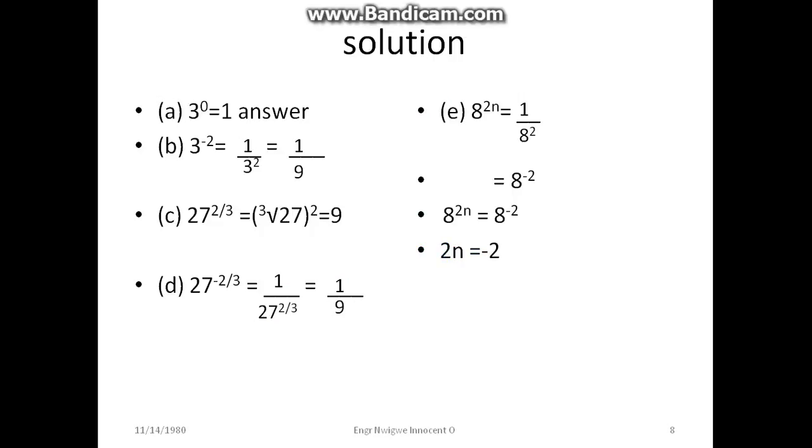8 will now cancel each other on both sides of the equation. Then we are left with 2n is equal to minus 2. Therefore, making n the subject of the formula, we have minus 2 over 2, which gives us n to be minus 1.